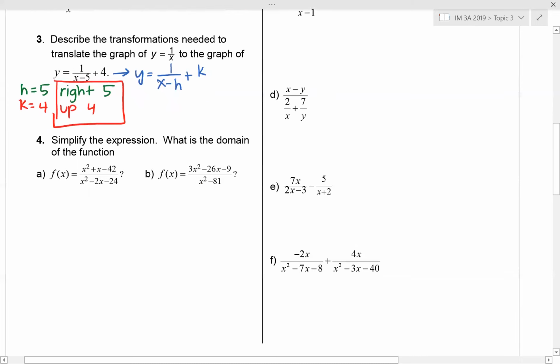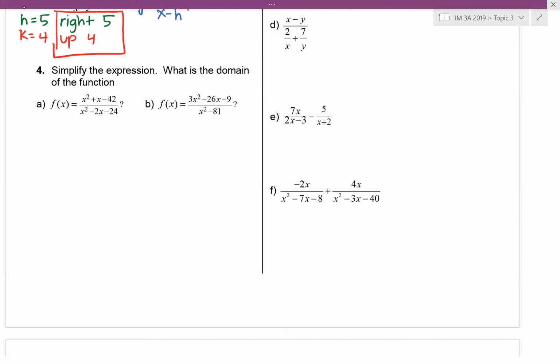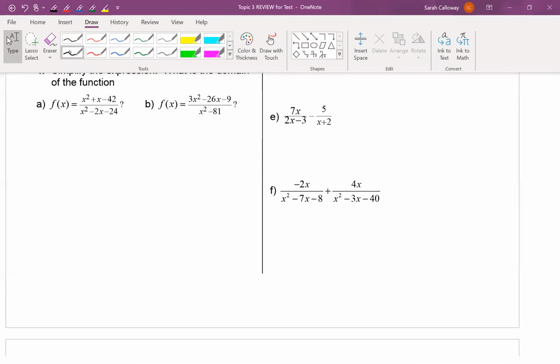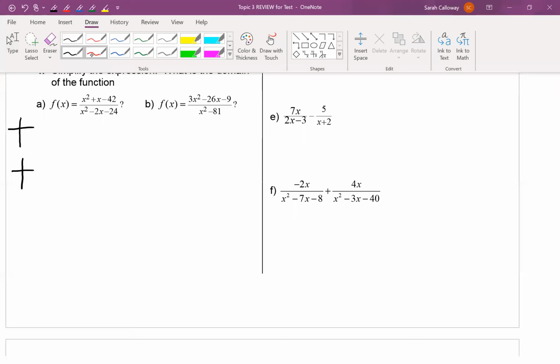Question 4 is asking us to simplify each expression and identify the domain. So when I'm simplifying an expression, I want to factor and reduce. So identifying x squared plus x minus 42 and x squared minus 2x minus 24, I have to do a product sum chart for each of those to determine what the factors of the numerator and denominator each are.